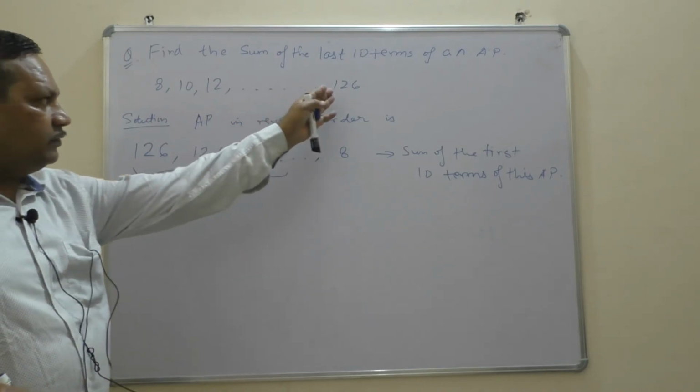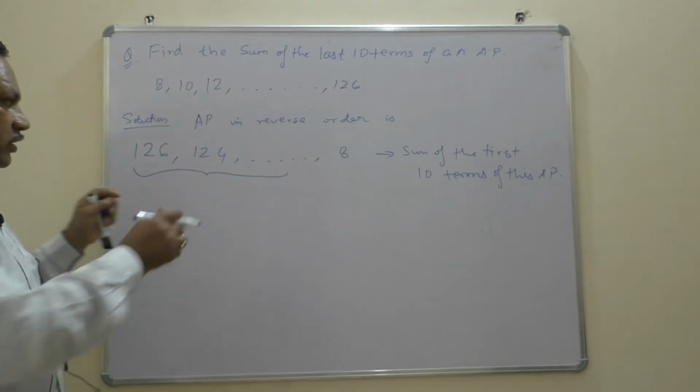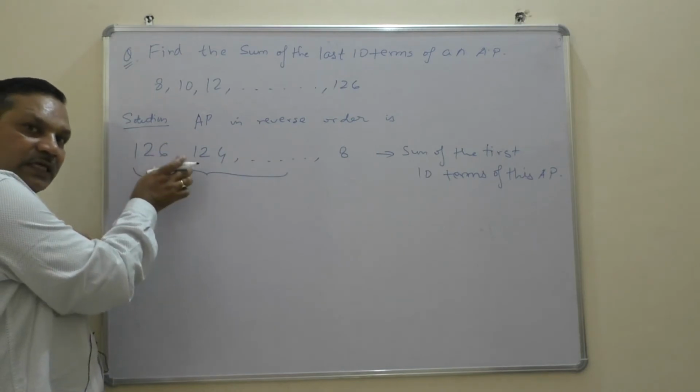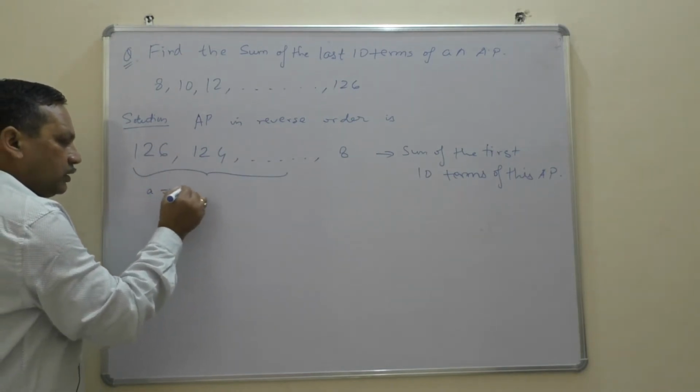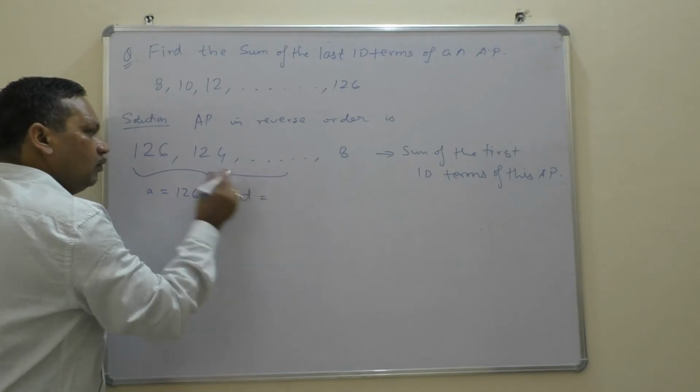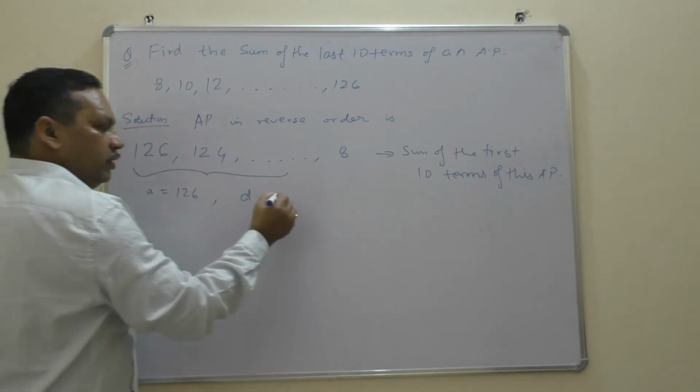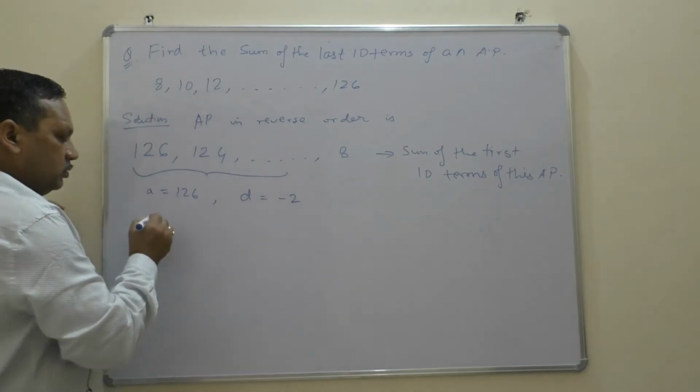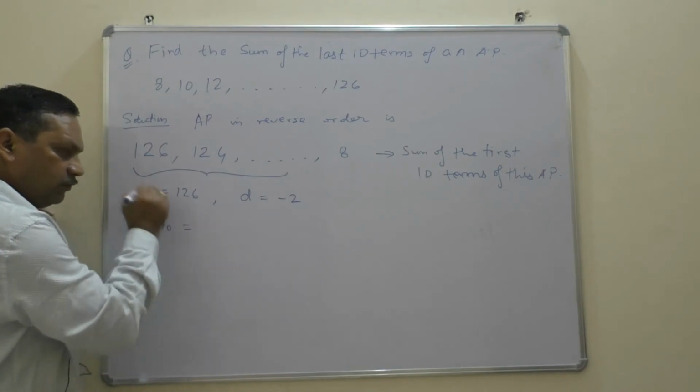So if I find the sum of the first 10 terms of this AP, whose A is 126. What is D? Tell me. 124 minus 126, minus 2. So what is the sum of the first 10 terms?